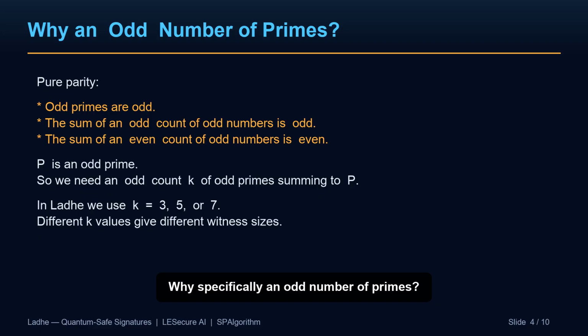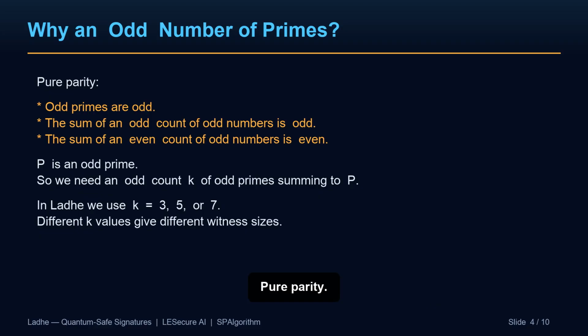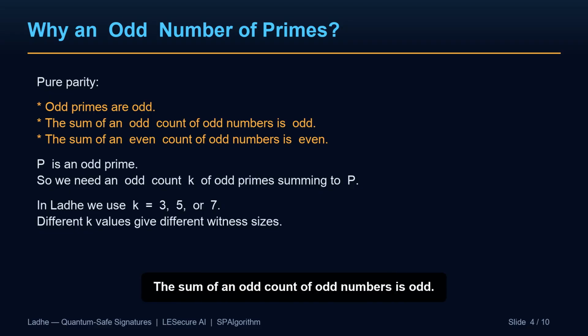Why specifically an odd number of primes? Pure parity. Odd primes are odd numbers. The sum of an odd count of odd numbers is odd. The sum of an even count of odd numbers is even. Our p is itself an odd prime. So we need an odd count k of odd primes summing to p. In LAD we use k equal to 3, 5, or 7. Different k values give different witness sizes.